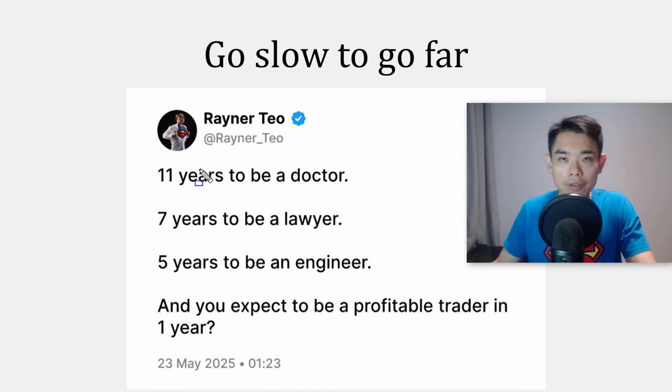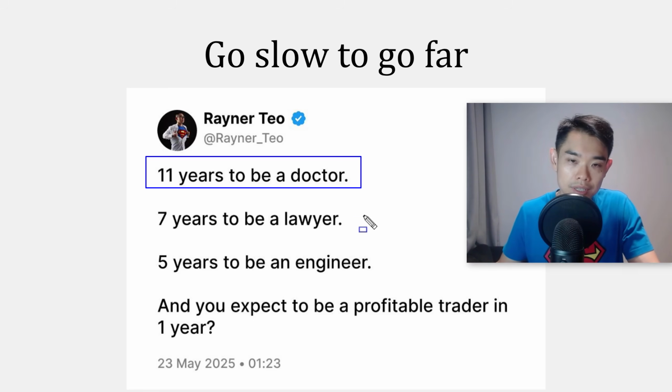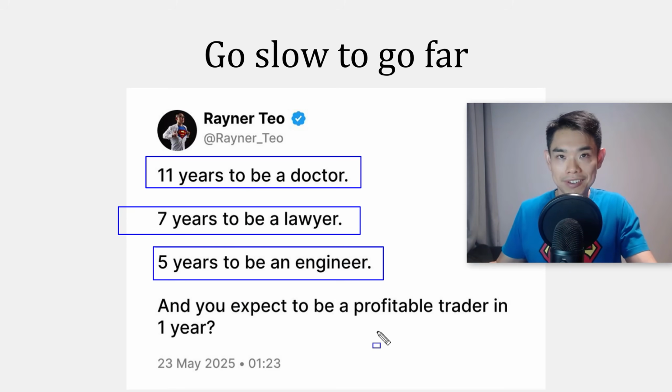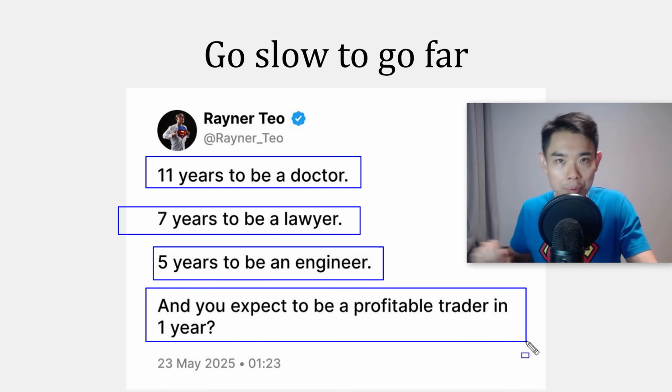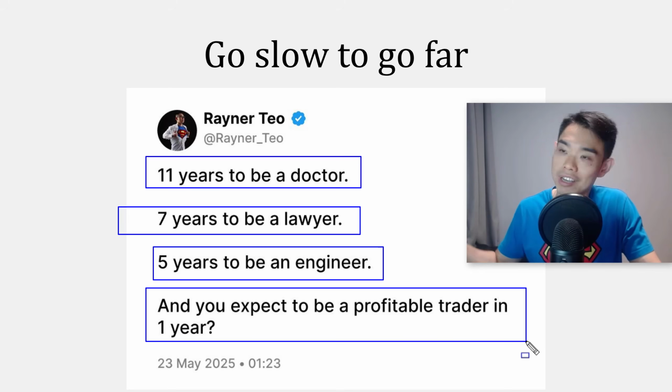So, look at this. On average, you take 11 years to be a doctor. And depending on the type of doctor you want to be, if you want to be a neurosurgeon, you probably would take even longer. 7 years to be a lawyer. 5 years to be an engineer. And guess what? You get into trading, and within a year, you expect to be profitable, to generate another source of income, to quit your full-time job, sip a cup of pina coladas by the beach and call it quits, right? Life is good. Doesn't quite work that way, because if that's the case, then there will be no more doctors, lawyers, engineers in the world. Everybody's going to be traders getting drunk by the beach. Yeah, so that's a reality check.